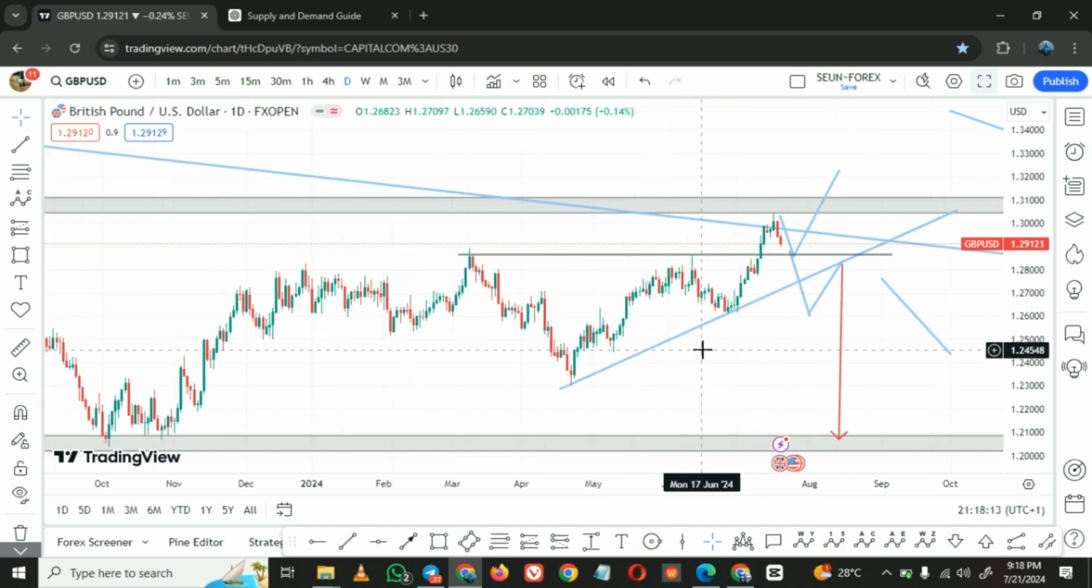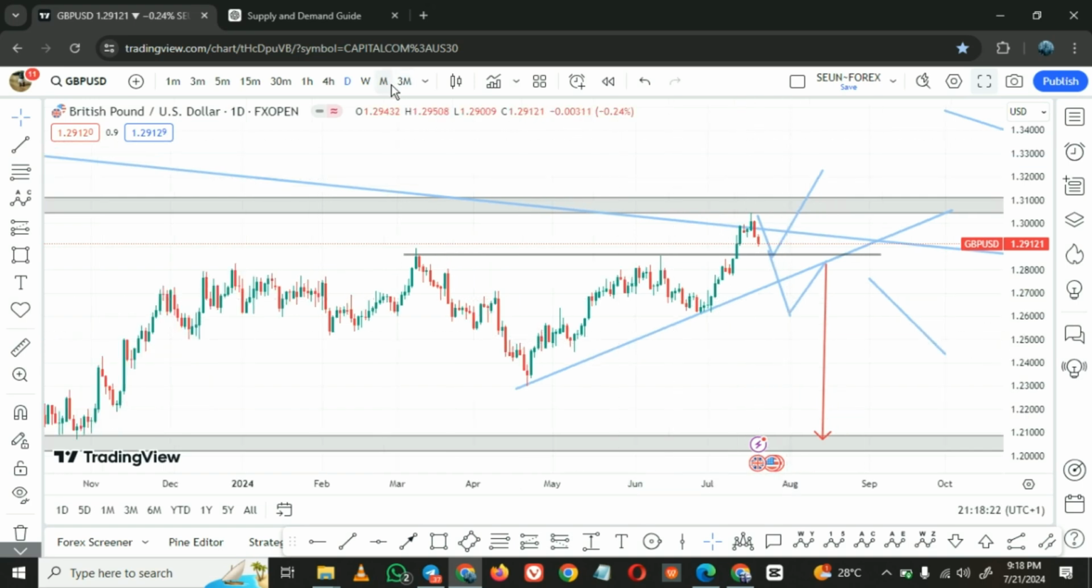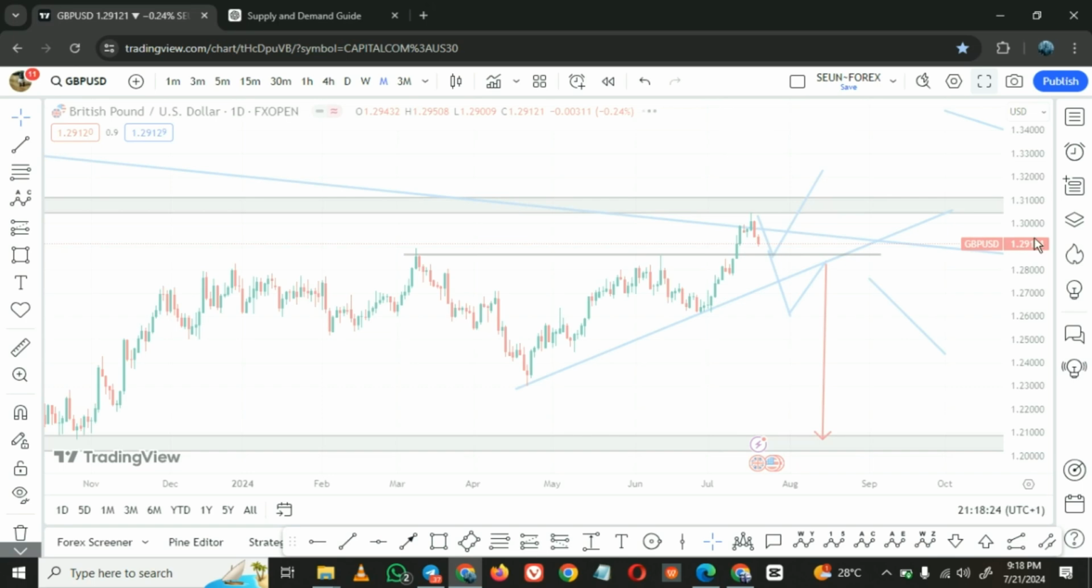So with this basic market structure I have shown you today, please go back to your chart, open the key levels, draw them, and let me know what you think.